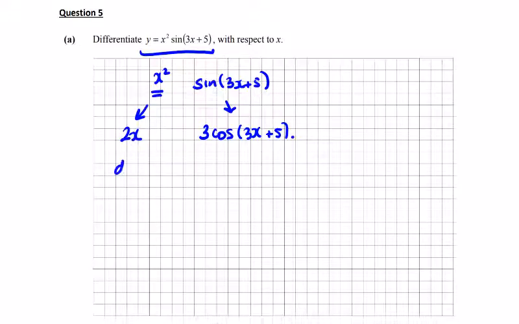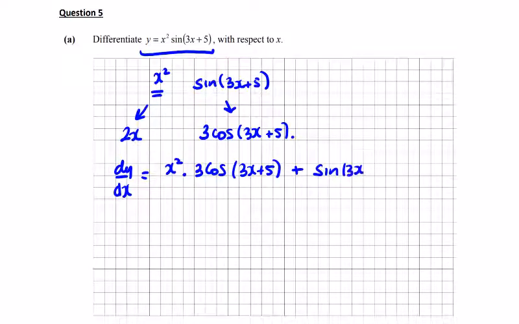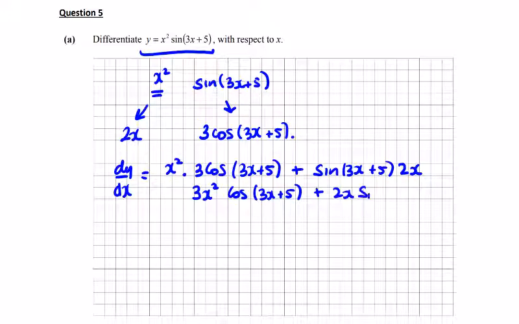So now when we're differentiating a product rule, dy dx, the first, x squared, by the second differentiated, which is 3 cos 3x plus 5, plus the second, which is sine 3x plus 5, by the first differentiated, which is 2x. So just tidy this up a bit. 3x squared cos 3x plus 5 plus 2x sine 3x plus 5. And I think I'd accept full marks for that.